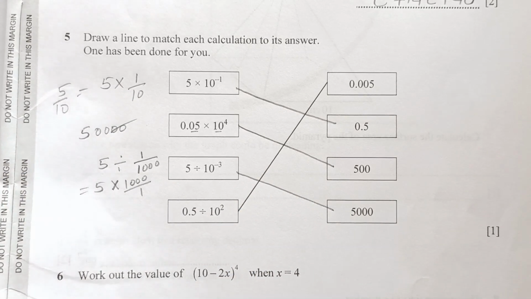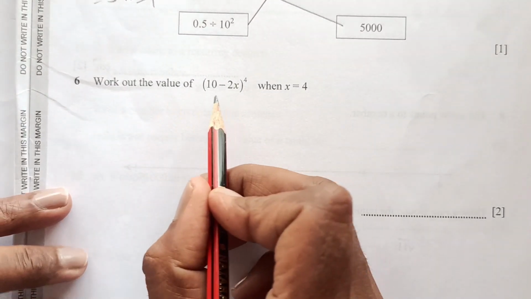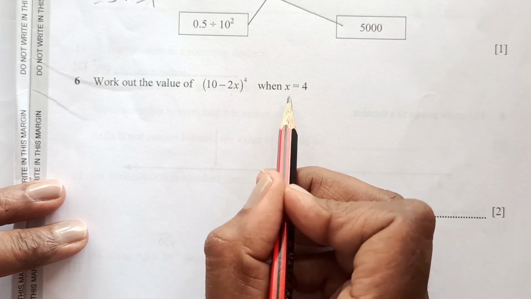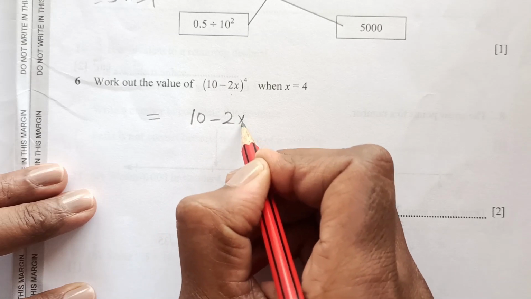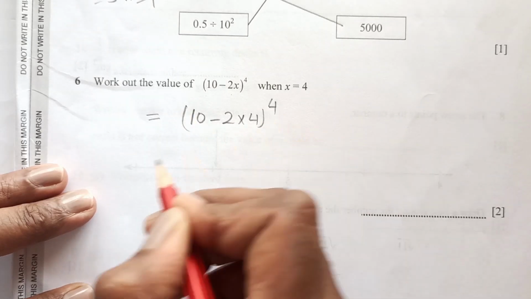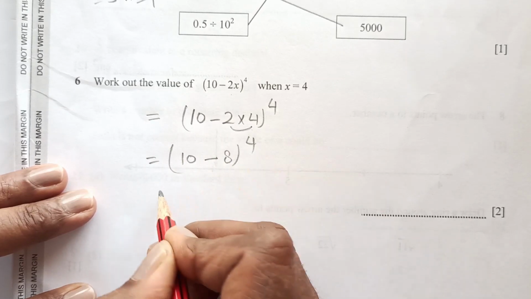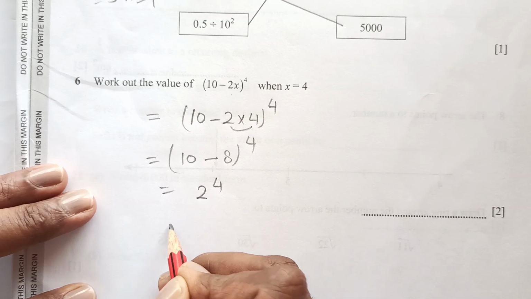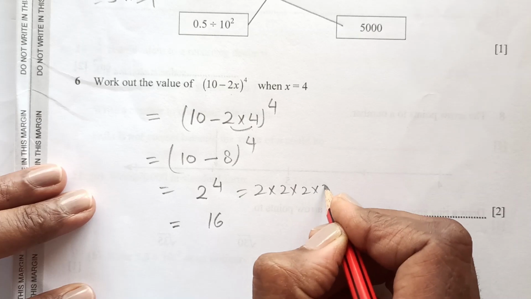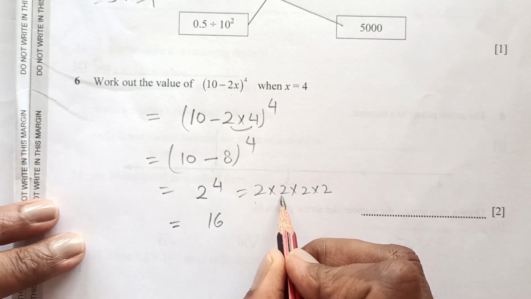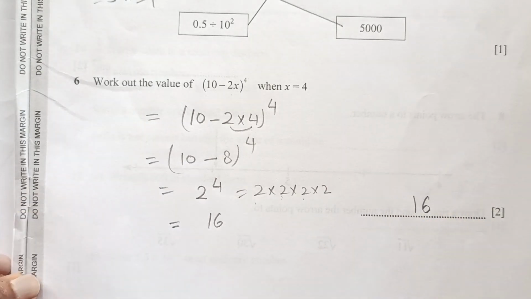So that is done. Now, number 6. Work out the value of 10 minus 2x, all to the power 4, when x is 4. So we are just going to replace x by 4. So 10 minus 2 times 4, power 4. So 10 minus 2 times 4 is 8. 10 minus 8 is 2 power 4. So 2 power 4 is 16, meaning 2 times 2 times 2 times 2. So 2 times 2 is 4, 4 times 2 is 8, times 2 is 16, right?